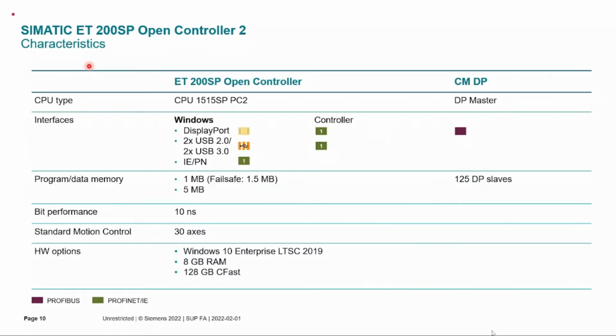If you summarize in a single sheet, these are the different things you have already seen. There are a total of 3 ports and a single IP. If you want to connect a CM DP, then you can connect Profibus modules with this, and it can go up to 125 modules, and by default the onboard port will support Profinet connectivity. For program and data memory, the standard is 1 MB for program memory and 5 MB for data memory, and in the case of failsafe it is 1.5 MB. Bit performance is 10 nanoseconds, and for standard motion control you can go up to 30 axes. Hardware I already mentioned about all these points.